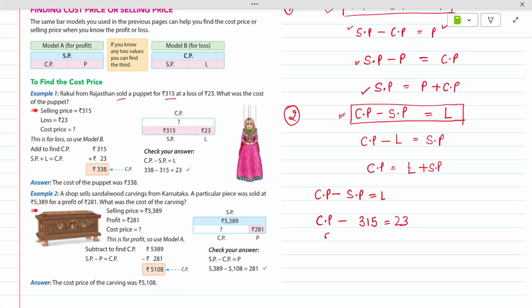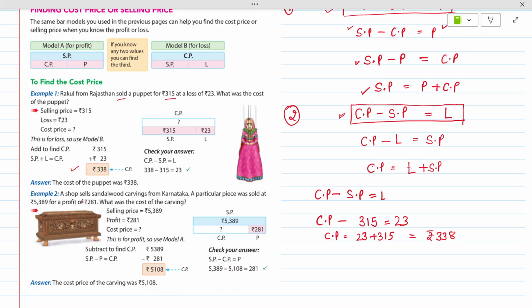So how are we going to do this? CP is equal to 23 plus 315. So the addition of these two numbers will give us 338 rupees. This will be the cost price. The same thing has been done here. So just remember this formula, put the values and see. So we have one formula for loss and we have one formula for profit also.